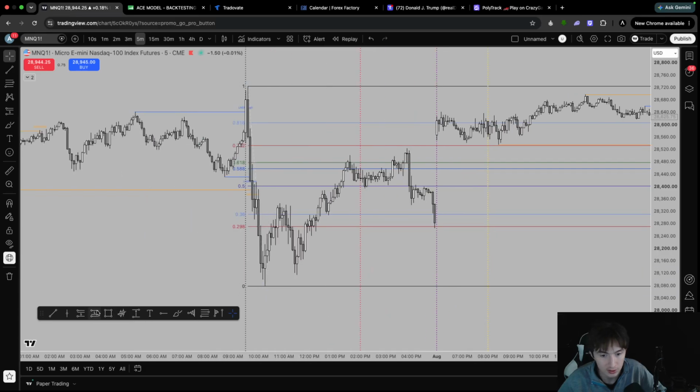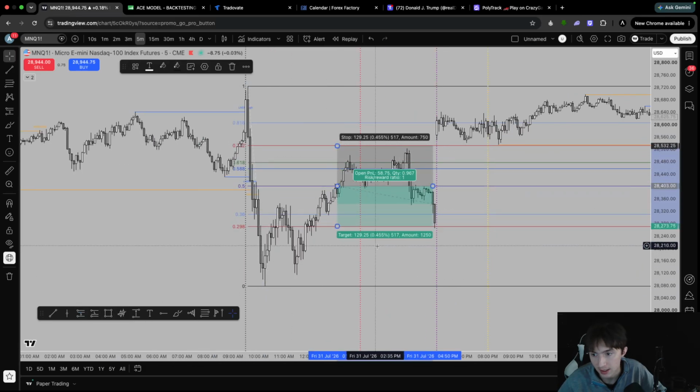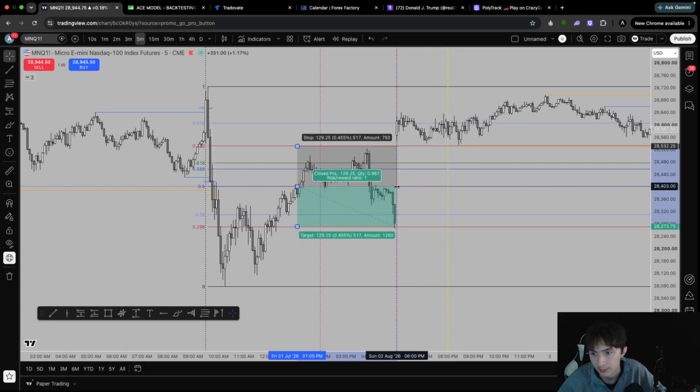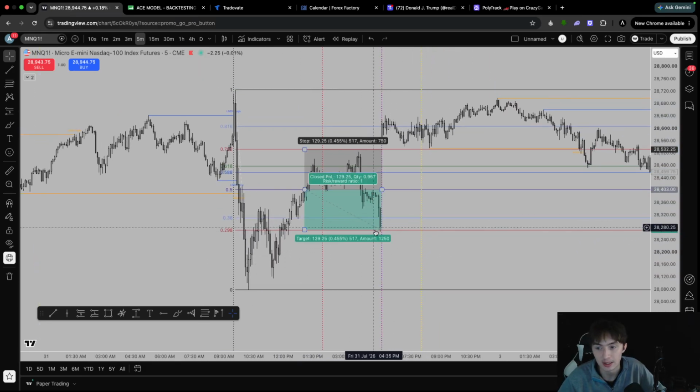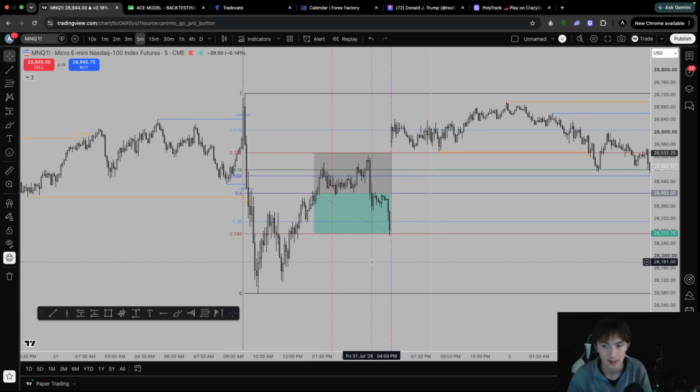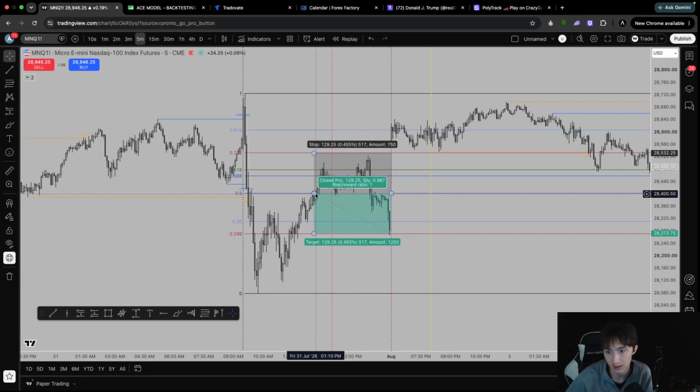Here we are. We took a trade at the 50% right here. Boom. Stop loss at the high, take profit at the low. And you can see right there, it ended up hitting take profit. But here's the thing. This was on a Friday afternoon, and it was pretty late into the day. We entered this at 1 p.m.